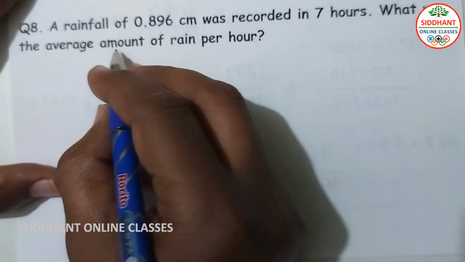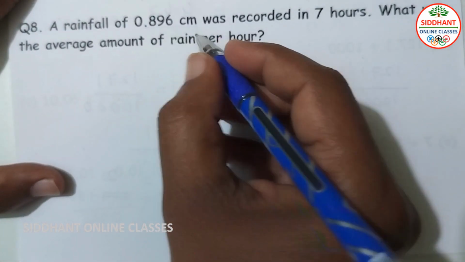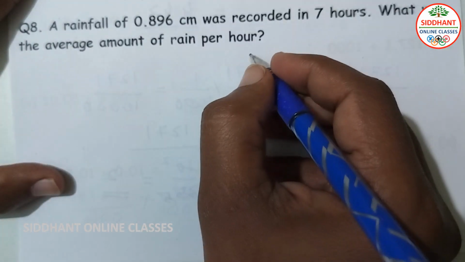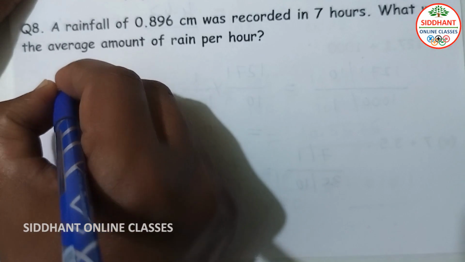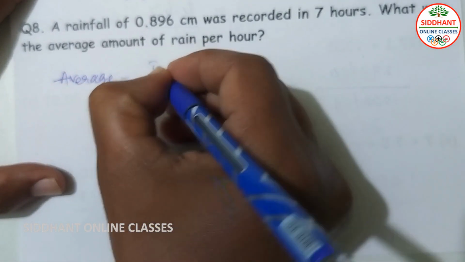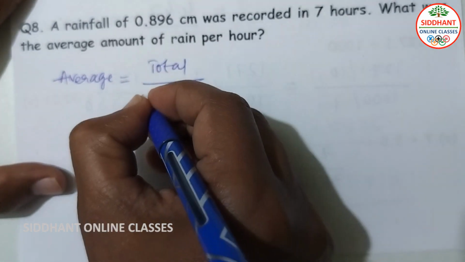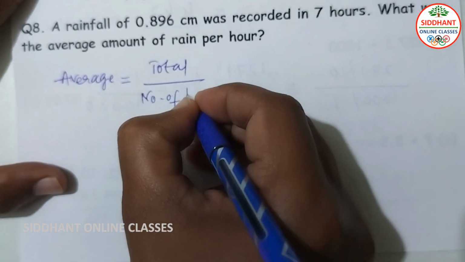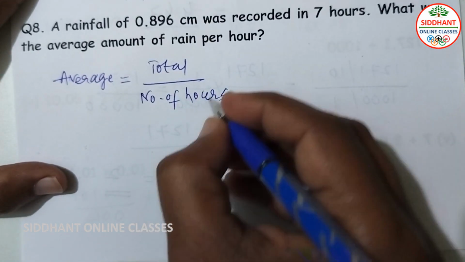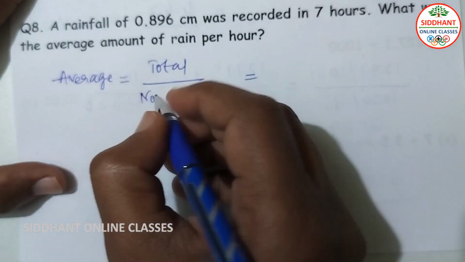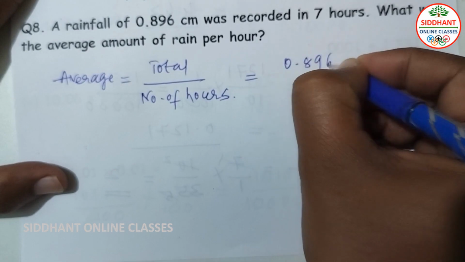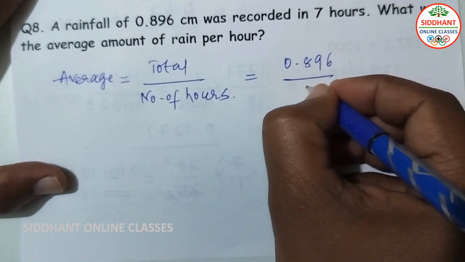Question number 8. A rainfall of 0.896 centimeter was recorded in 7 hours. What was the average amount of rain per hour? So here average equals total by number of hours. So we are going to find out the average amount. That means total is 0.896 centimeter by number of hours is 7.